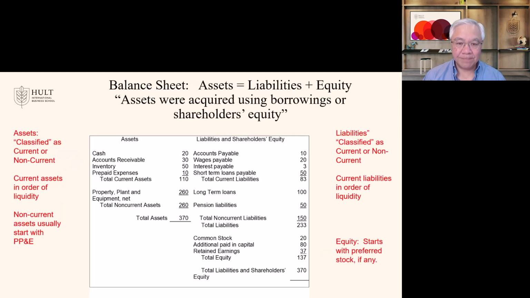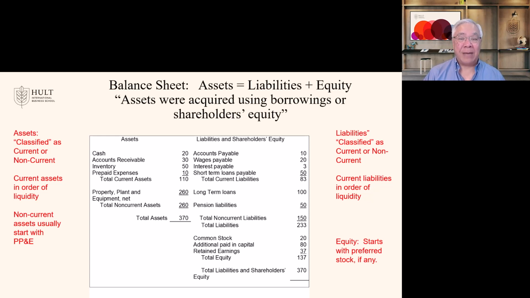So let's look at the statements a little bit more detailed and start with the balance sheet. It is the accounting equation of assets equals liabilities and equity. And stated as an English sentence, assets were acquired using borrowing or shareholders' equity. Oh, that makes sense. If you buy things, where did it come from? You borrowed it so that you could buy it, like a car or a house, or you use your own savings, your own equity, if you will, to buy whatever you wanted to buy.